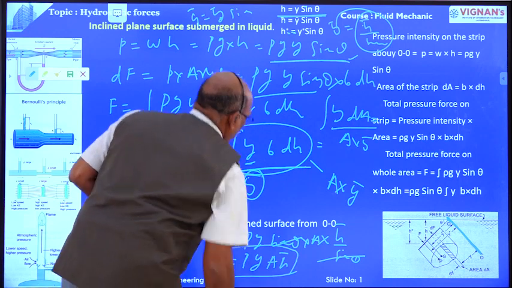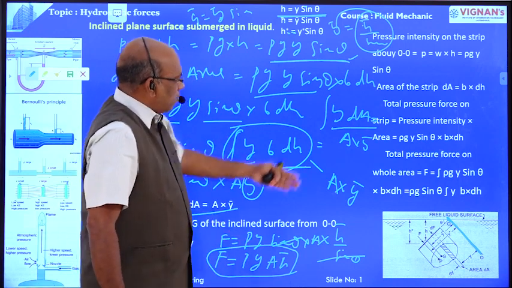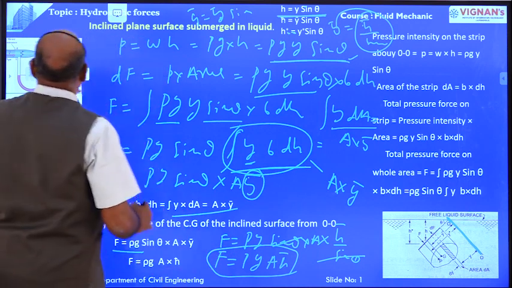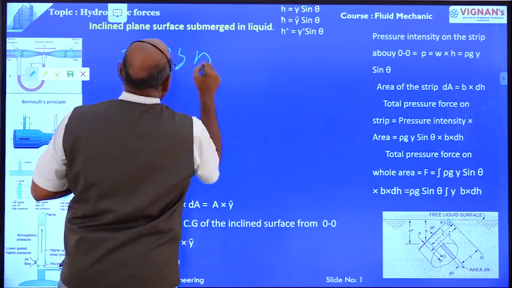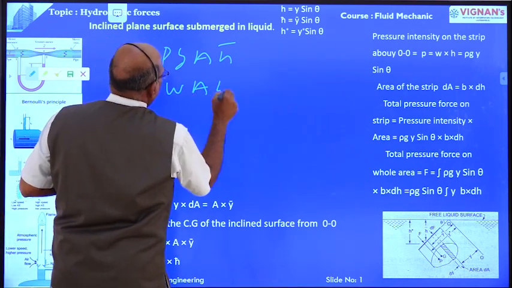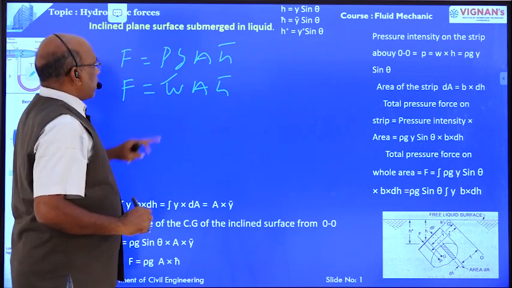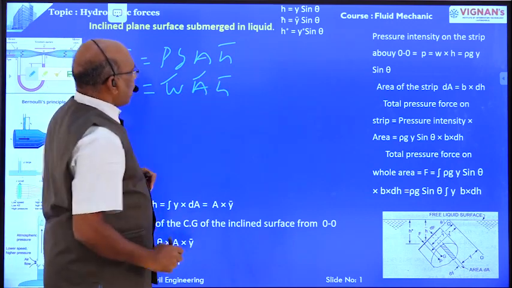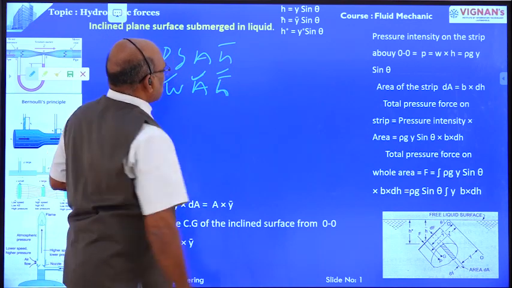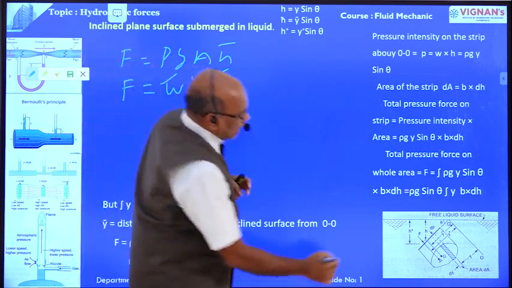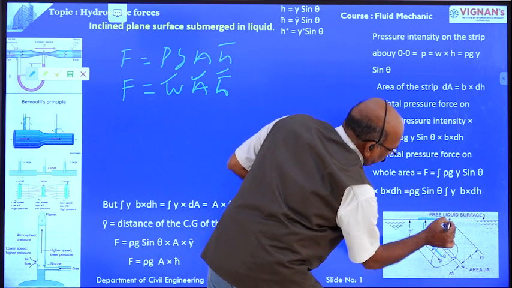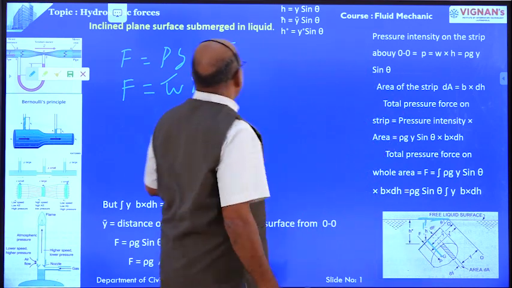Right, this is the total force acting on the plane surface that is immersed at an angle theta with the free surface: F is equal to rho g A h bar, or F is equal to W A h bar, where W is the unit weight of water, A is the surface area of the plane, and h bar is the distance between the center of the object to the free surface, that is distance h bar.